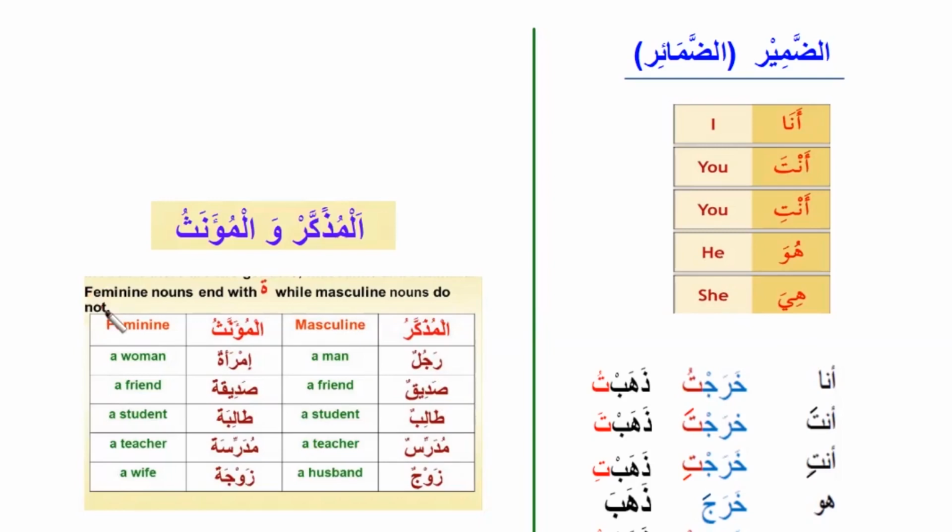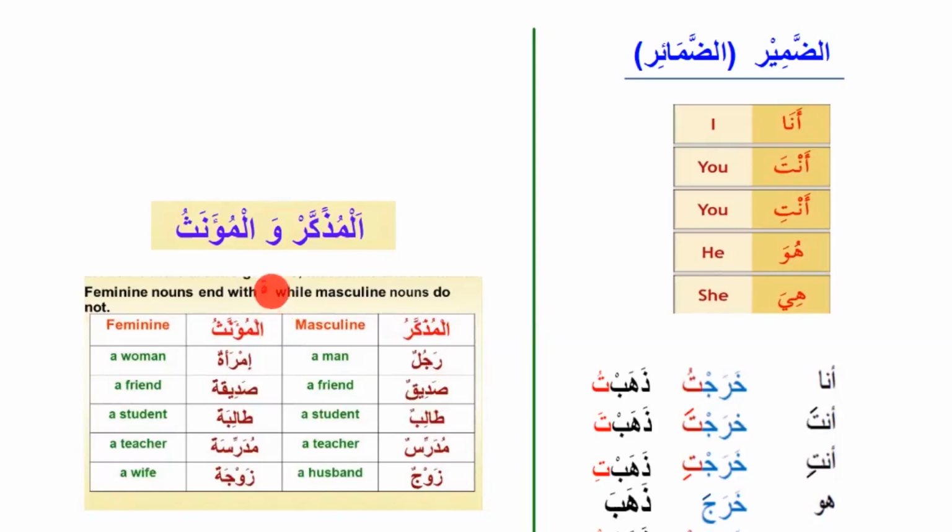I hope that is clear. Okay. So this is a new thing we have learned here, the term marbuta. It indicates femininity. So that's why you see most of the time feminine names end with ta marbuta. For example, Khadijatu, Aminatu, Mariama too. So this is the ta marbuta that is always attached to most of the feminine names.